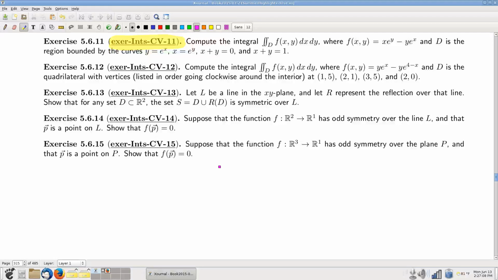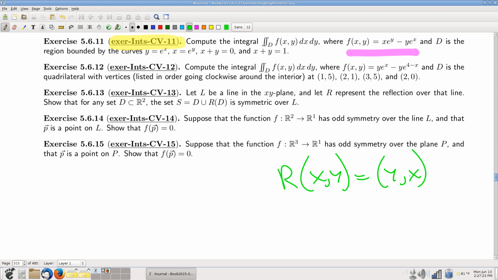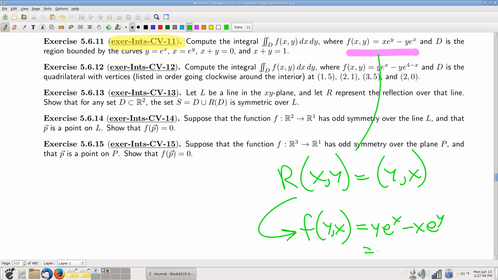Okay, so you said your instinct was to reflect over y equals x, and your motivation there was, if I heard you right, that you were looking at this function and realized that if you were to just say reflection, xy goes to yx, and we'll worry later about what line allows reflections to work like that, then the function clearly has odd symmetry in that way, because f of yx, in other words f on the reflected point, would give you, substituting carefully, y e to the x minus x e to the y, and sure enough, that is exactly the negative of f of xy. So your instinct is good there.